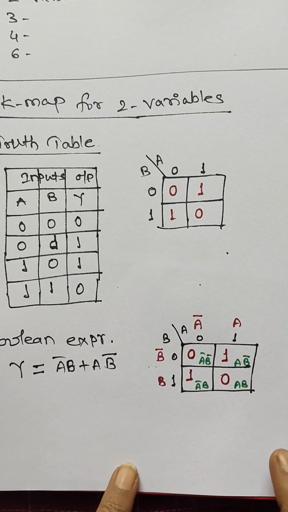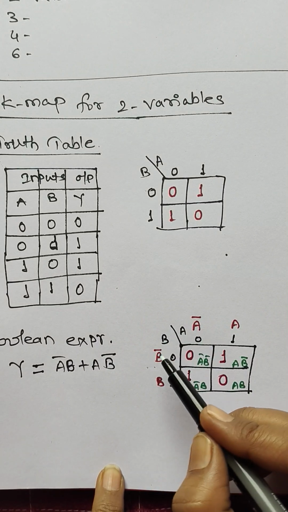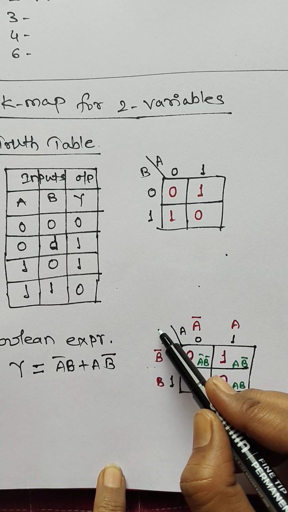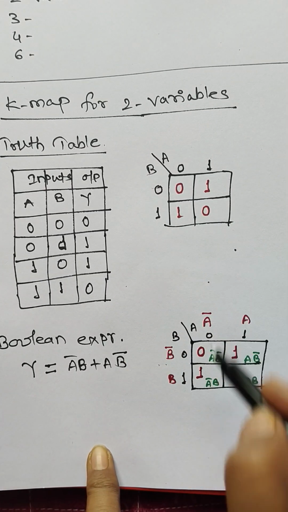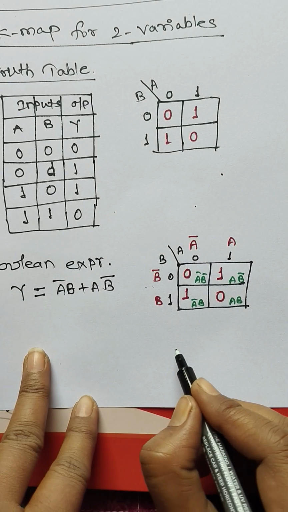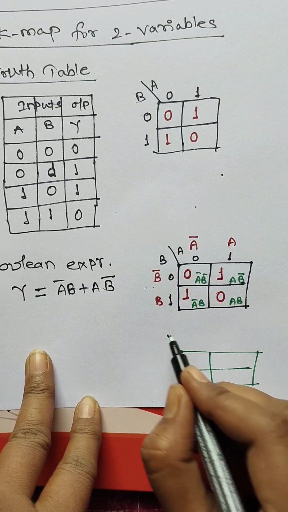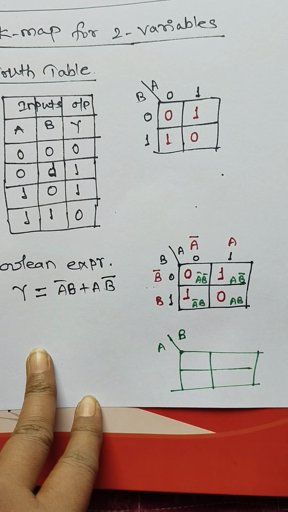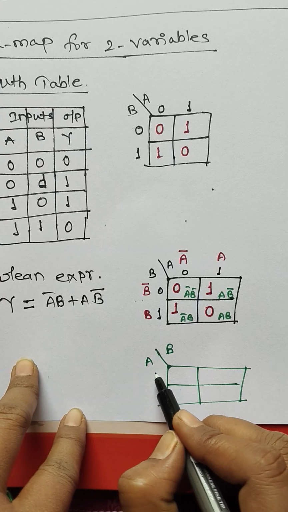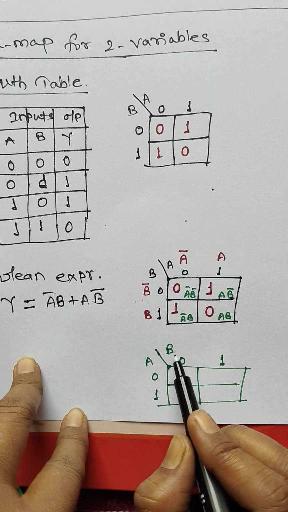Okay, so now you may have the doubt: I have written A and B here. Can I write in the reverse way? Reverse way means A here and B here. Yes, you can write the same K-maps. In the previous case I have written A here and B here. You can write A here and B here. No issue. Means A can be 0, A can be 1, B can be 0, B can be 1. And now make the combinations related with A and B.